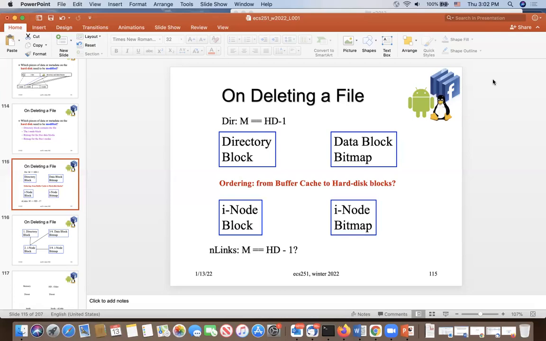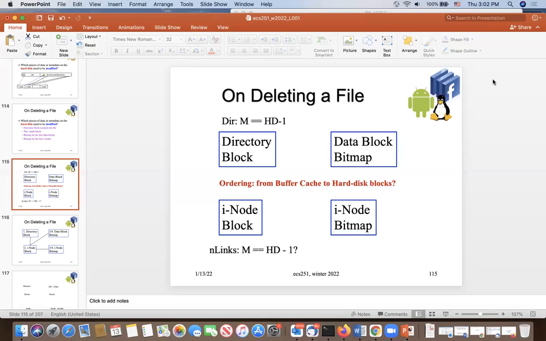Professor, we think it is the inode block that should be written first, followed by the inode bitmap. Okay, between the inode bitmap and the inode block, which one should I write first? Inode block. Because if the system fails after writing the inode bitmap, it might point towards a garbage inode block. Okay, so let's do a little exercise between the inode bitmap and the inode block.